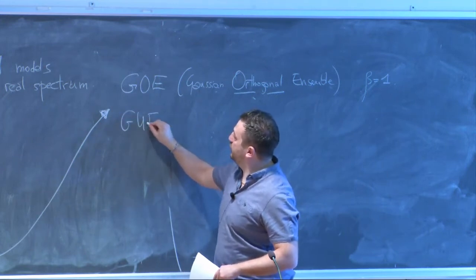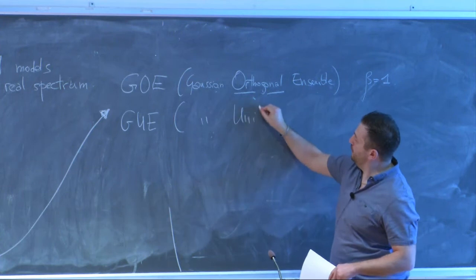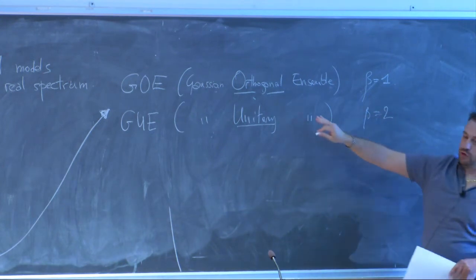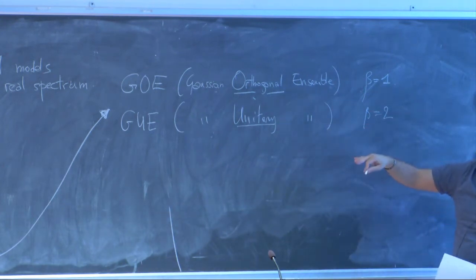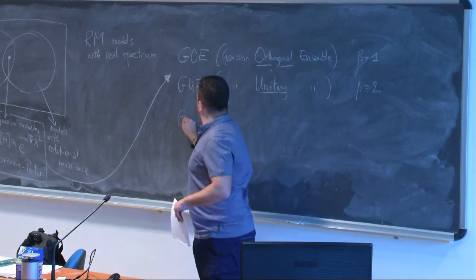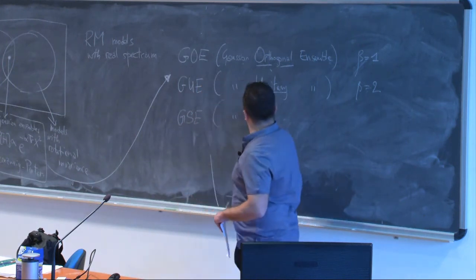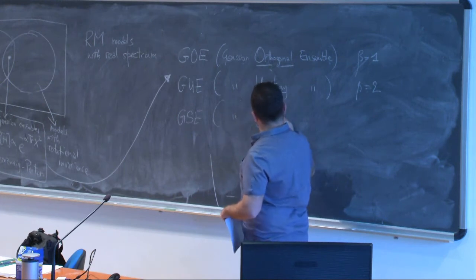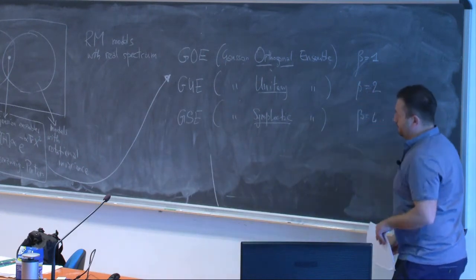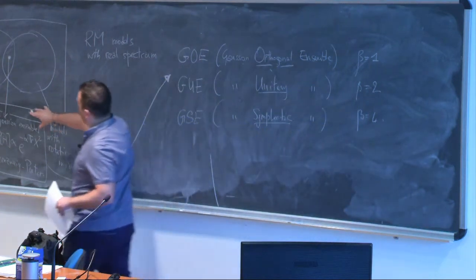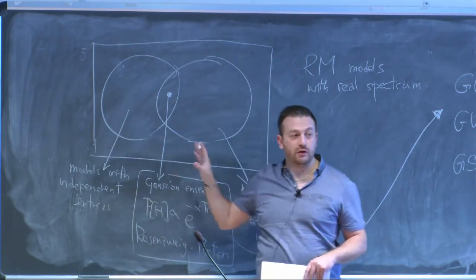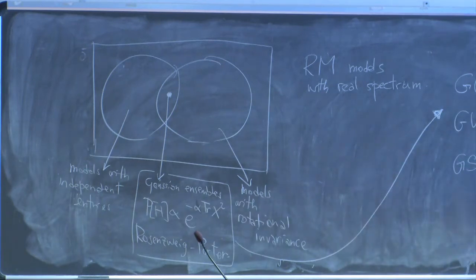Similarly, we have Gaussian unitary ensemble, GUE. Beta equals 2. This ensemble contains complex Hermitian matrices, which are diagonalized by unitary matrices and with independent Gaussian entries. And then, of course, you can guess we have a Gaussian symplectic ensemble for beta equals 4. Okay? These are the only ensembles that lie in the intersection of these two categories, models with independent entries and models with rotational invariance. Okay?